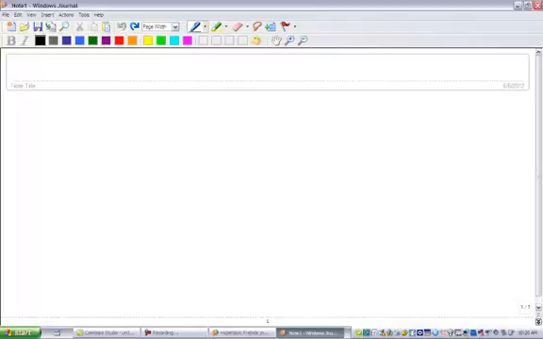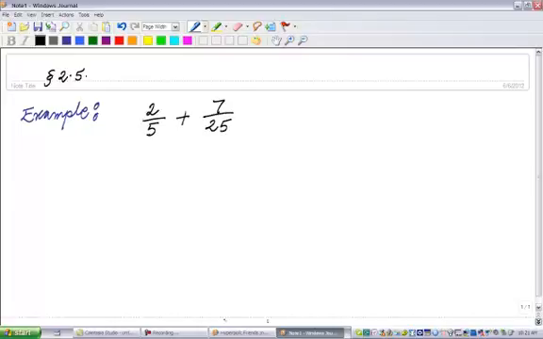Section 2.5, I still want to do a few more examples on adding, okay? So the first example that I want to do is, let's say you want to add two numbers like 2/5 plus 7/25, okay? If you are adding these two fractions, what is our algorithm for adding?